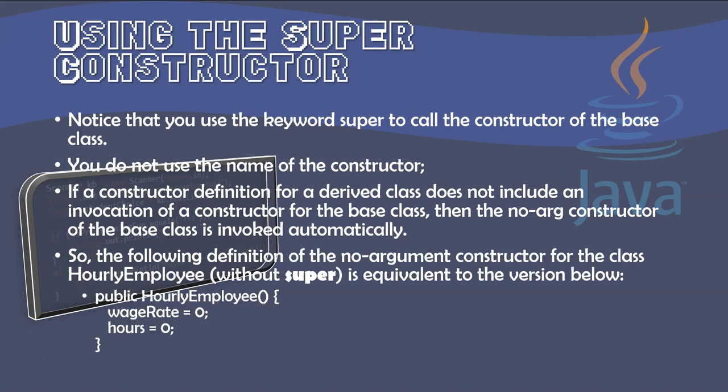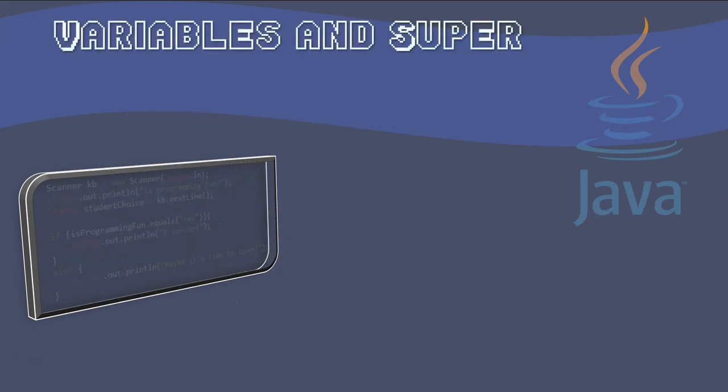So if we look at the following definition below, we have a no-arg constructor for the class hourly employee, and notice we're not using super. It would be equivalent to this version: public HourlyEmployee(), wage rate equals 0, hours equals 0. All right, so it's assuming that we are using the super constructor that exists within the employee class, if employee has a no-arg constructor. Now, this is very good, but what is this actually doing for us? Well, this ultimately is getting us access to the variables that exist within the base class. And super allows us to do that pretty nicely.